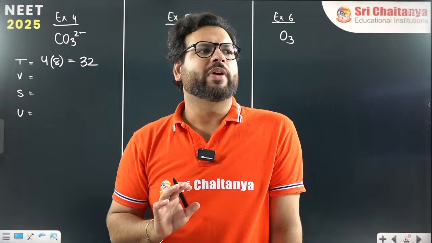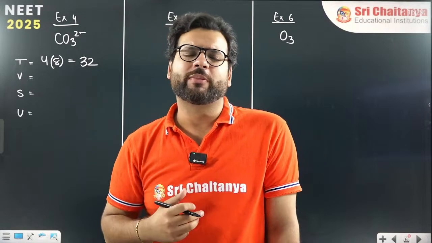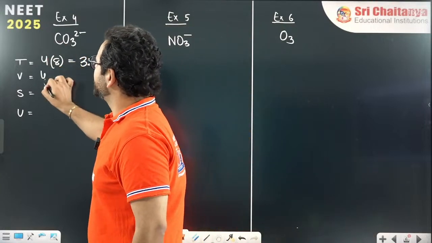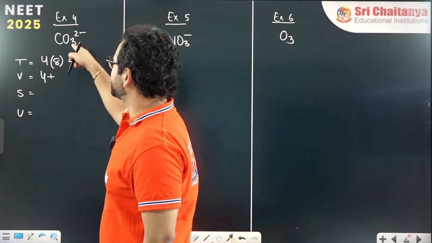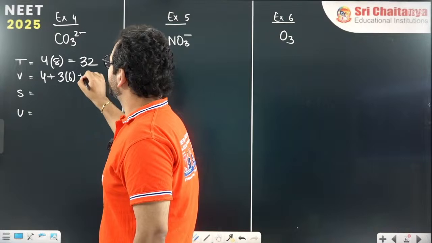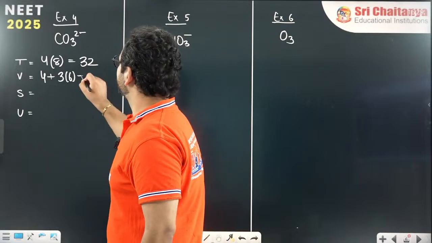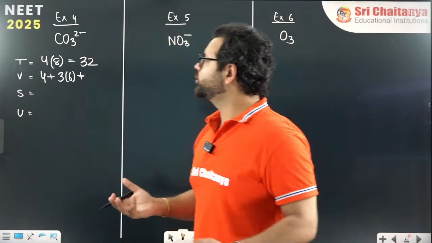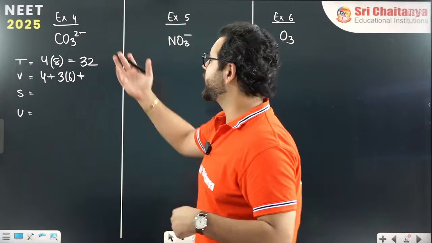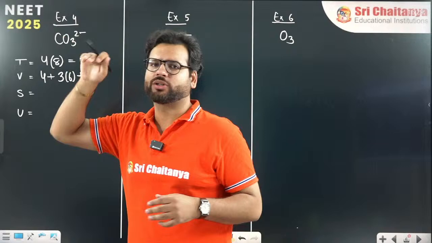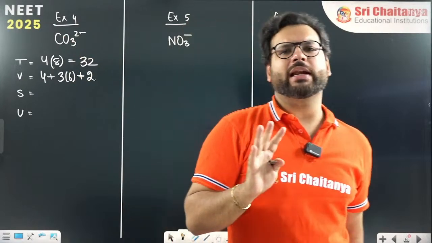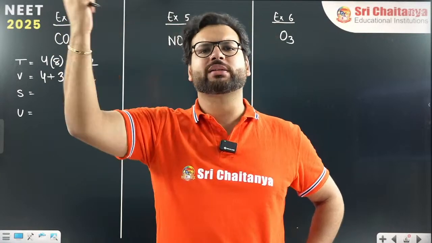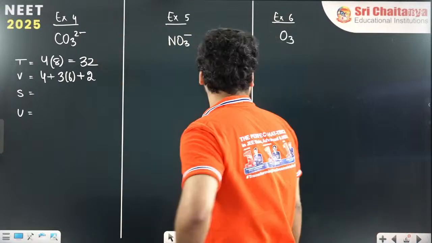Once we have done that, when it is an anion, valence electrons will be taken a little carefully. Valence electrons are how many? Carbon has 4 valence electrons. Oxygen has 6, 6, 6. So 3 times 6 valence electrons. And whenever you see any negative charge on the top, add that many electrons. That means CO3 has taken 2 electrons extra to become CO3 2 minus. So 2 more because of the charge. 4 valence electrons of the carbon, 18 of the oxygens, plus 2 extra because of the charge.